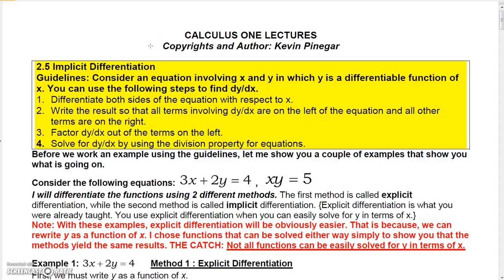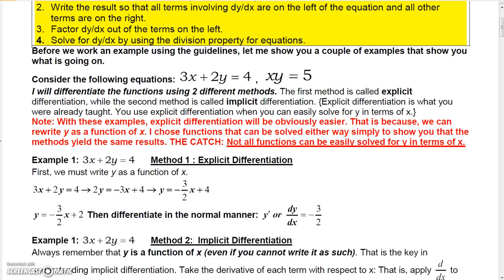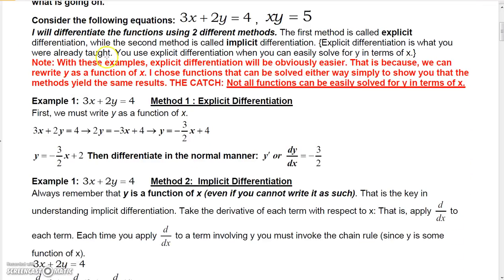Okay, so far all we've been doing is called explicit differentiation. What I'm going to show you now is something that we use when it's either very difficult to solve for y in terms of x, or maybe it's impossible to solve for y in terms of x. So let me show you a couple of functions.